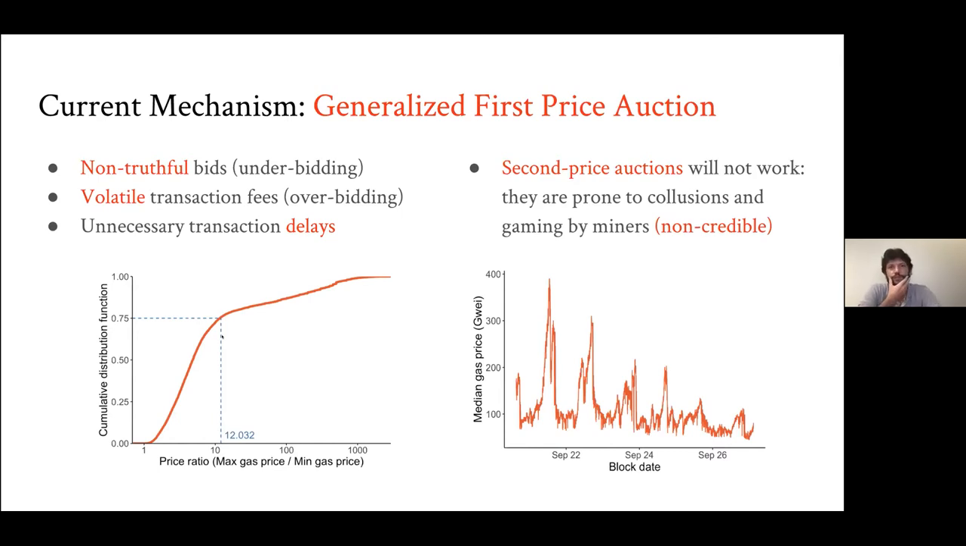Just to show that this is not just a theoretical issue, here we've plotted the cumulative distribution function of the ratio between the max gas price and the mean gas price over different blocks in the history of Ethereum. What this distribution shows is that for at least 25% of the blocks, the ratio between the max bid and the min bid is at least 12. So you can see that's a huge inefficiency. Though both me and Silvio are getting the same product, the ratio of our prices is at least 12. So that's clearly not an efficient market.